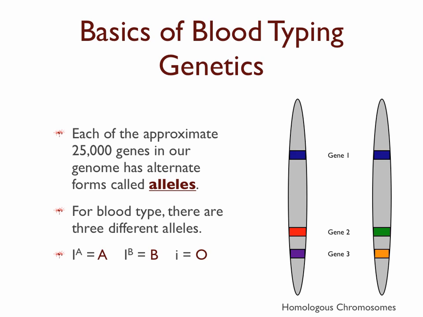So for example, let's assume that gene 2 codes for blood type. Although gene 2 is different on each chromosome, both copies of gene 2 still code for blood type.